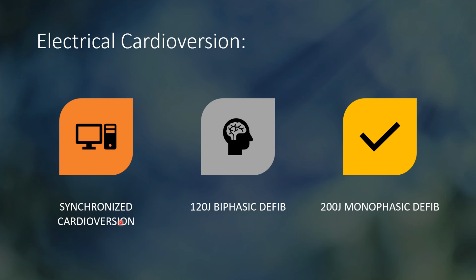Why that? The defibrillator will be waiting for the peak of the QRS complex. So the defibrillator will only shock when synchronized with the peak of the QRS complex. That is the highest point of the R wave. That is what is used in atrial fibrillation, not like the case is with ventricular fibrillation. Now, we can use 120 joule biphasic defibrillation or 200 joule monophasic.